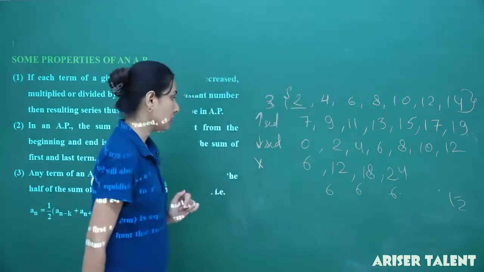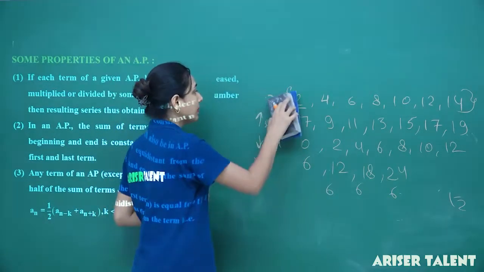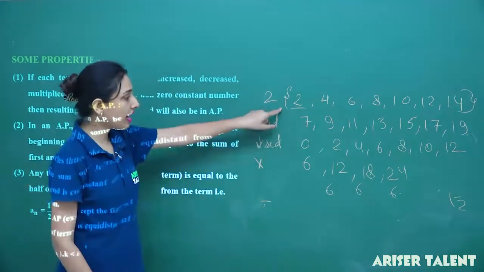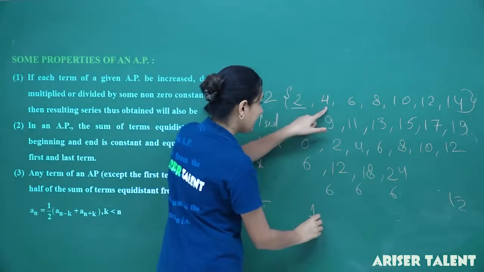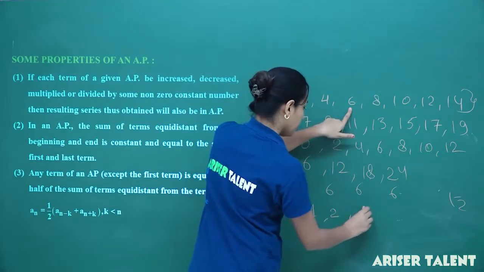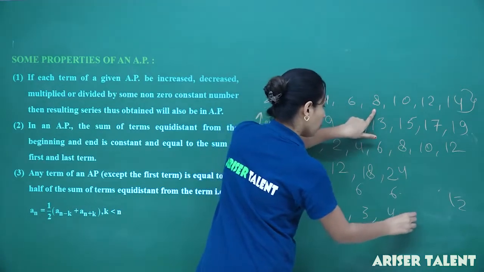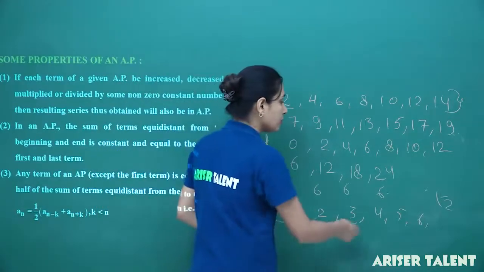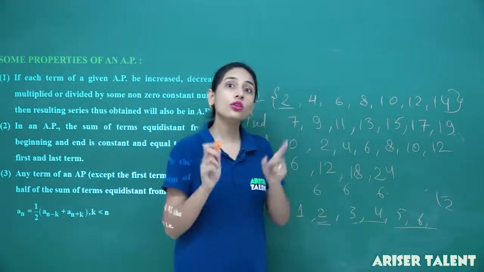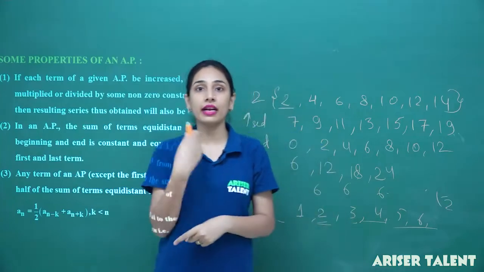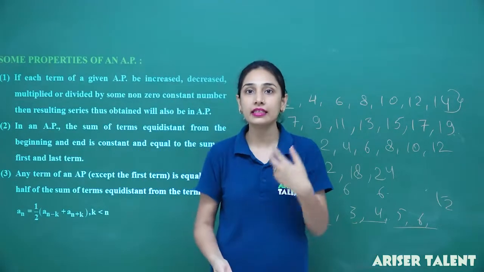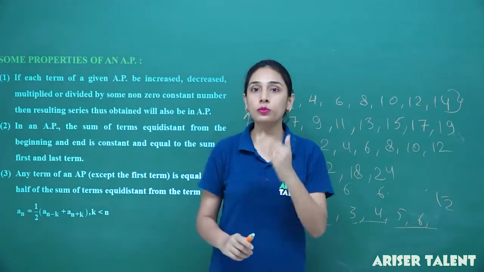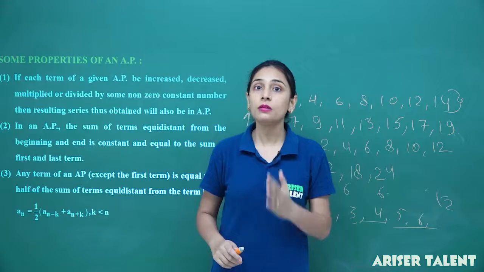So the difference is 6. Now if I divide the AP by 2, that will be 1, 2, 3, 4, 5, 6, and again the common difference is 1. So the common difference can change when we divide, multiply, increase or decrease it, but at last we found that the resultant sequence will also be an AP, an arithmetic progression.